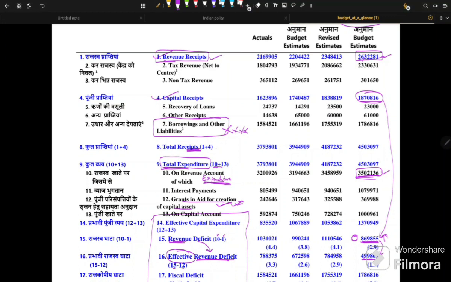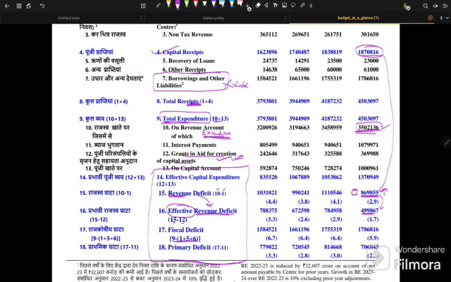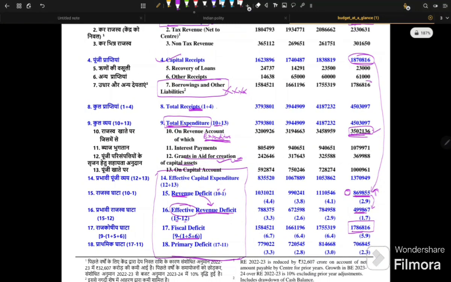Just see total expenditure. Now you get the formula. What is the fiscal deficit then? See, 17 lakh something. Then see what the borrowing is. I take a different color. This is the borrowing, 17 lakh 1786 816. Just see the fiscal deficit, 1786 816. Both are the same. Okay, what does it indicate?